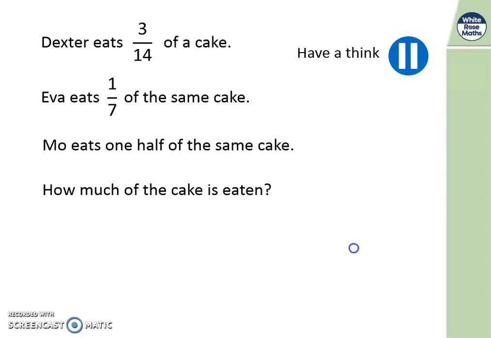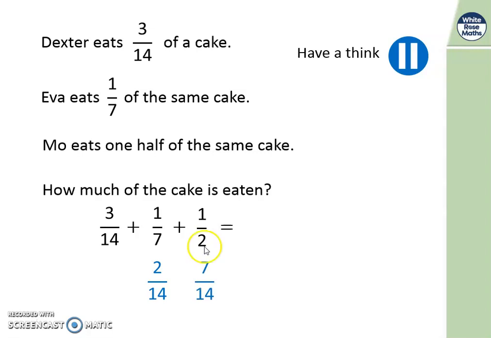Let's see how you did. 3/14 add 1/7 add 1/2. So we need to find a common denominator. If we look at the denominators, we've got 14, 7 and 2. We've changed to 14ths. 7 times 2 is 14 and 1 times 2 is 2. What about this? Is that half again? So what's half of 14? 7. So 7/14 is the same as a half. Now we have 3/14, add 2/14, add 7/14.